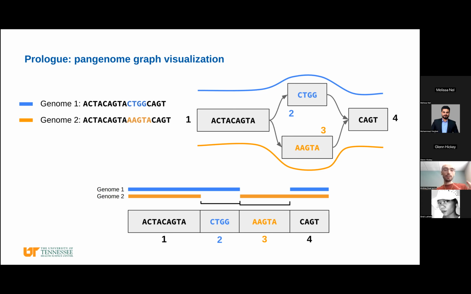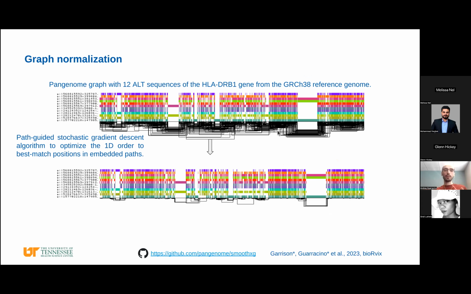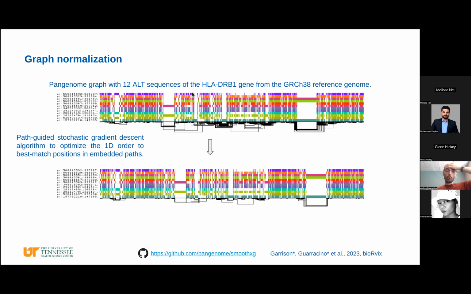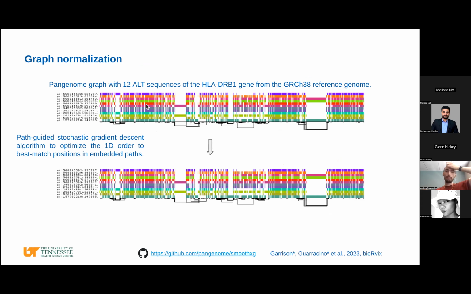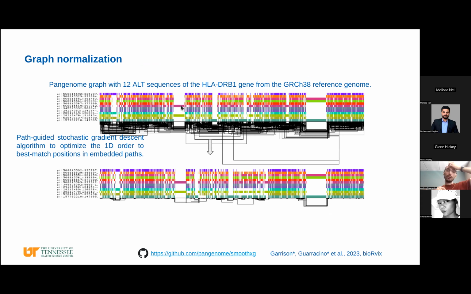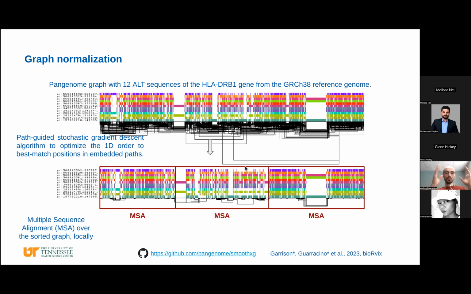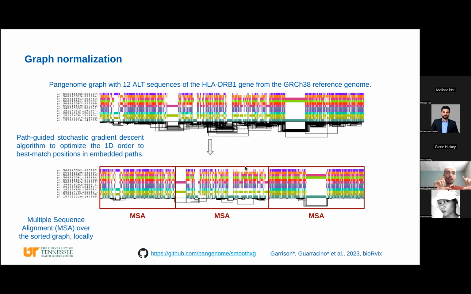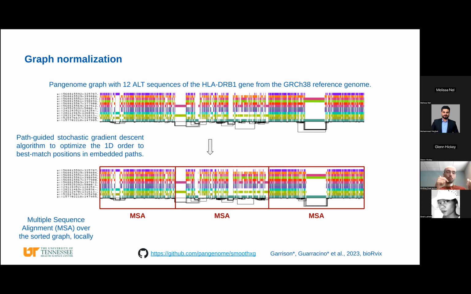So if we apply this kind of visualization on a real pangenome graph, that's what happens in the graph normalization. We apply a graph sorting algorithm on the sequence graph, and then we divide this graph in pieces, and we apply a multiple sequence alignment locally inside each piece to normalize the alignment and then the graph.